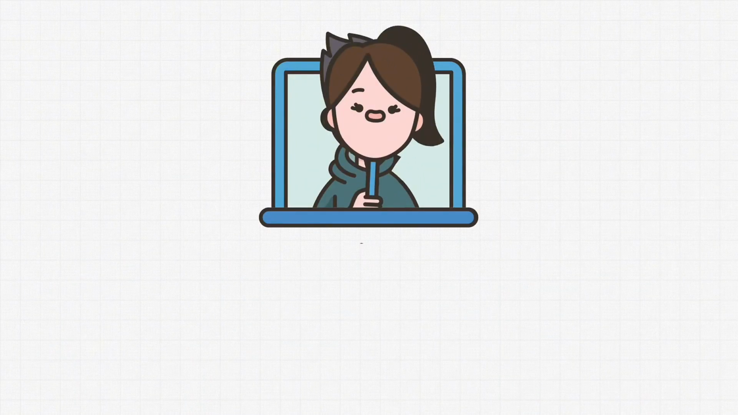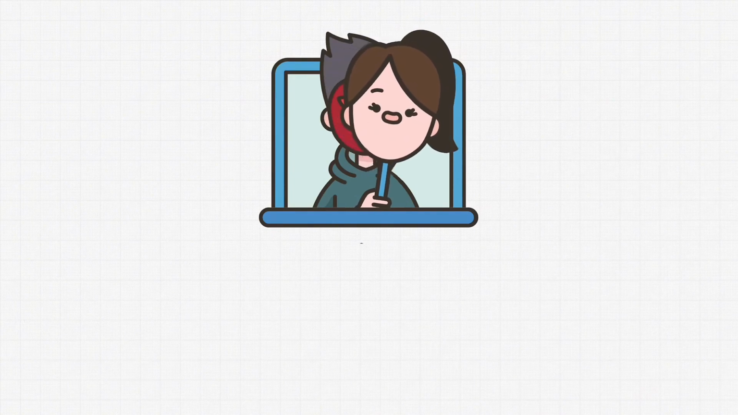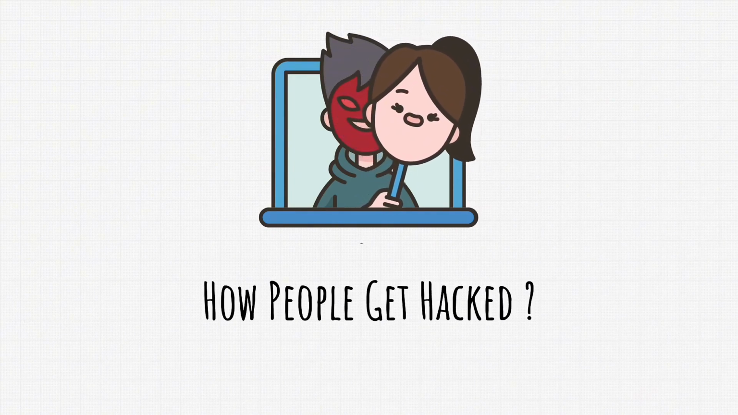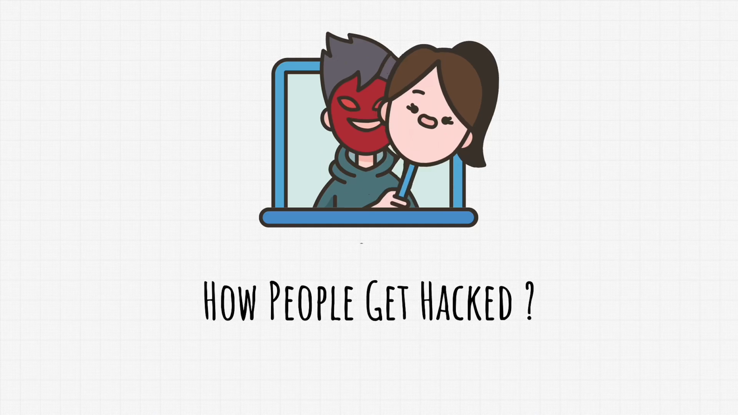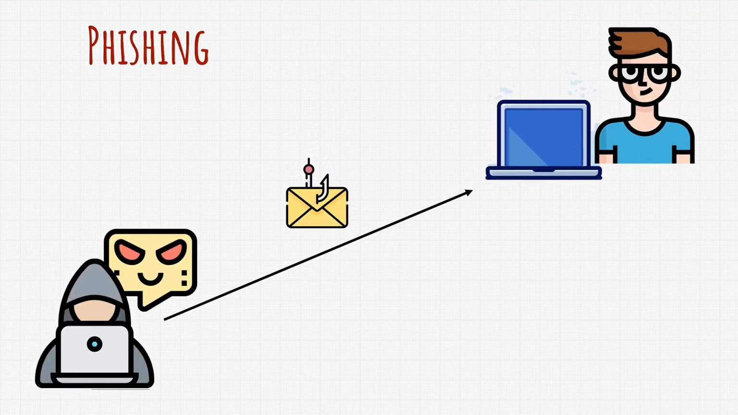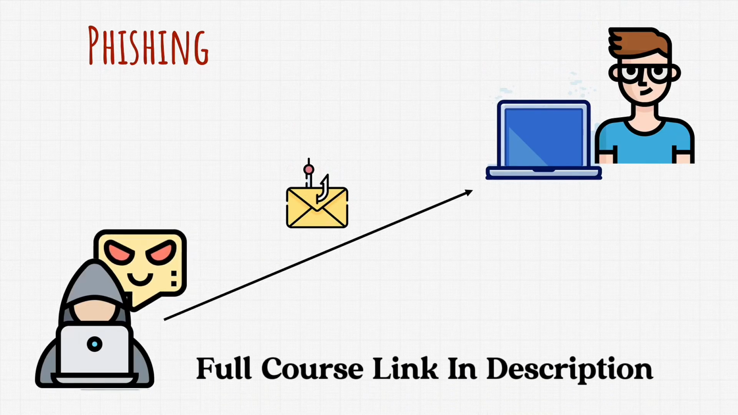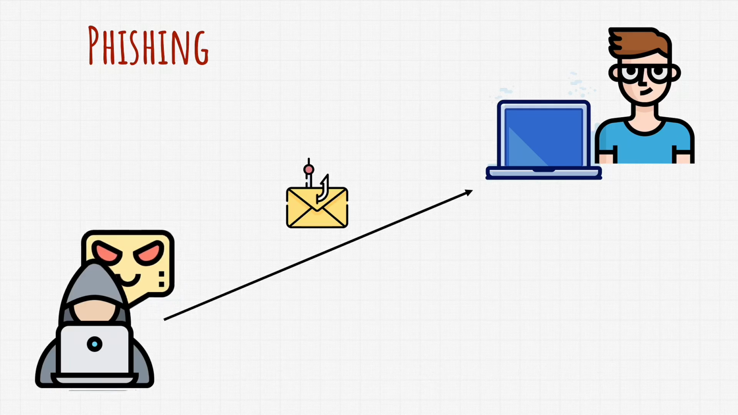Regular individuals can fall victim to hacking through various methods, often exploiting vulnerabilities in their digital habits or technology. Let's talk about some of the common ways that people get hacked. The first and most common one is phishing. Phishing is one of the most prevalent methods used by hackers to trick individuals into revealing sensitive information such as passwords, credit card numbers, or personal details.